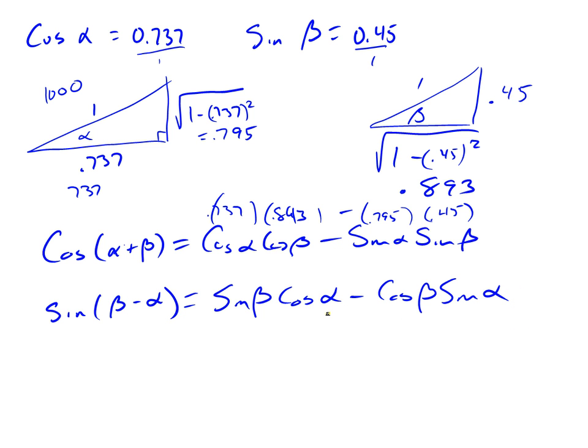And again, you're just going to look at these triangles now and plug in the appropriate four trig functions. You know the sine of beta, 0.45, you know the cosine of alpha, 0.737, you know the cosine of beta, 0.893, and you know the sine of alpha is 0.795, so you can plug those in. So there you go.